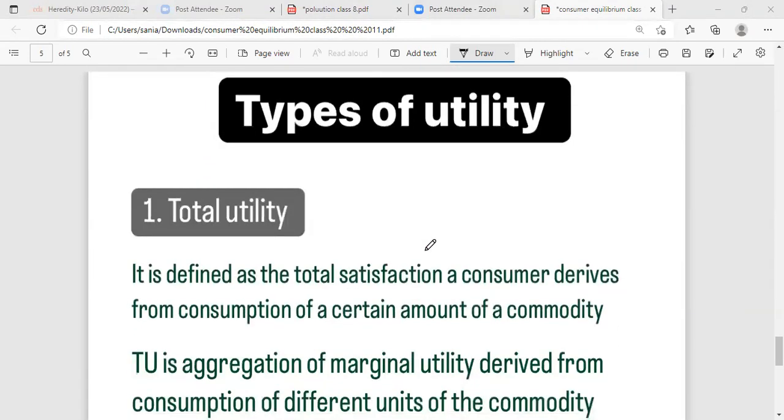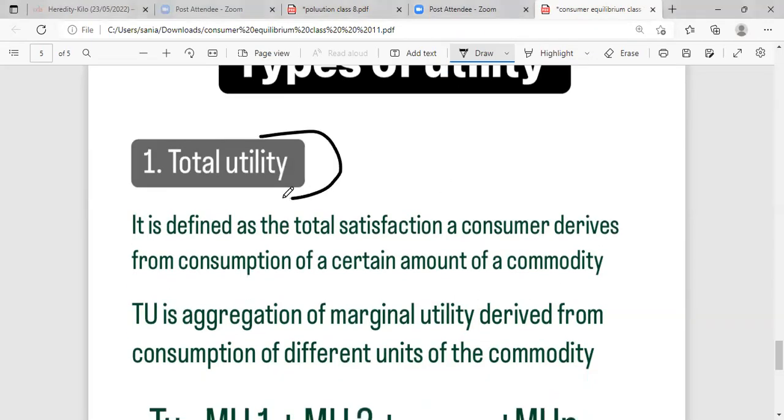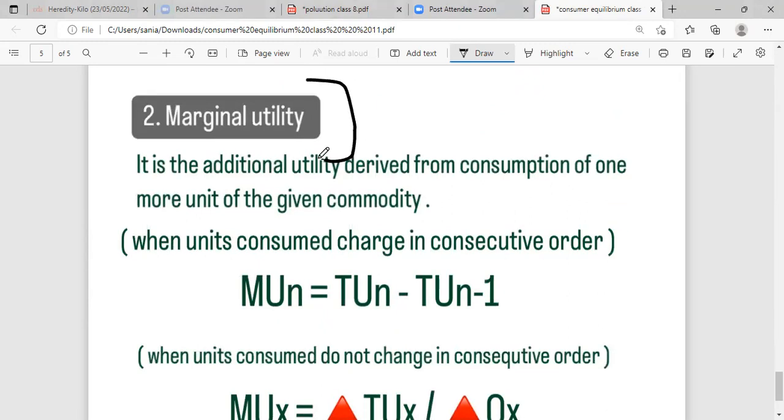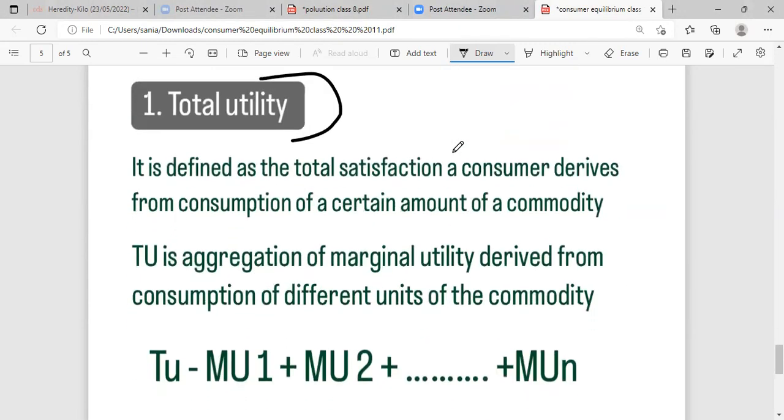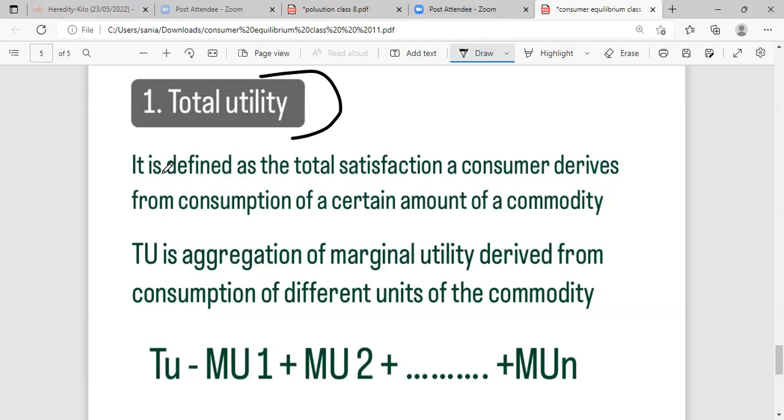Okay. Now, ma'am, what are the different types of utility? So, the types of utility: first is total utility and second is marginal utility, right? So, ma'am, what is total utility? Total utility is defined as the total satisfaction a consumer derives from consumption of a certain amount of commodity.